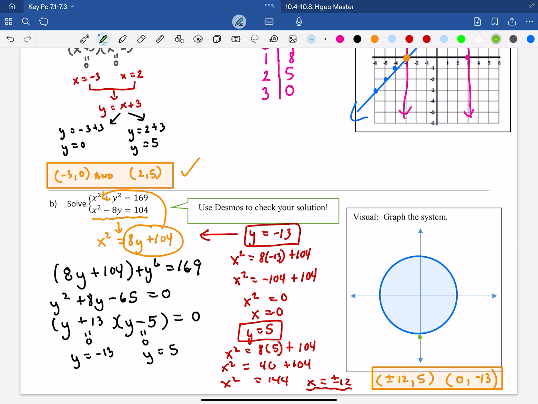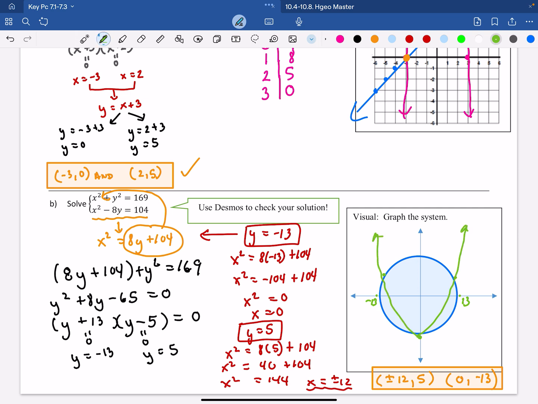And let's see, the circle, this is a 13. This is a negative 13. And the crossing point was plus or minus 12. It was something right here, over here. And it did this, and it did that.